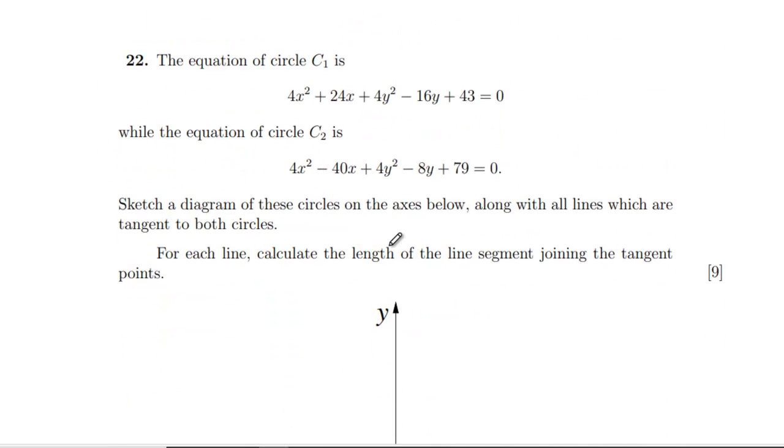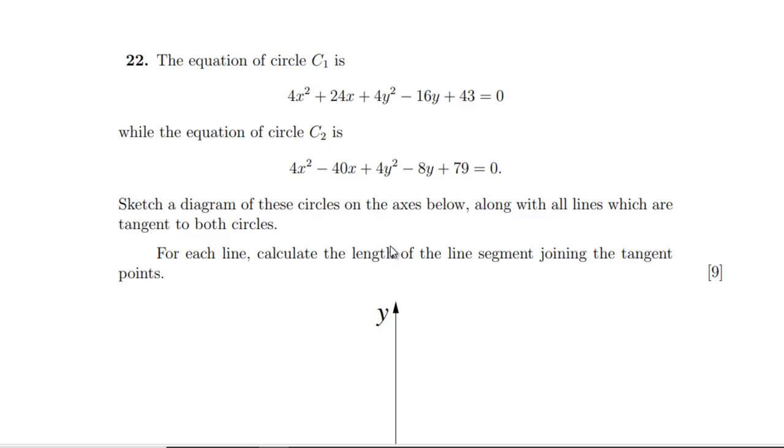Now we've got equation of circle 1 is that, equation of circle 2 is that. Sketch a diagram of these circles on the axes below along with the lines which are tangent to both circles. For each line, calculate the length of the line segment joining the tangent points. Right, this sounds fun.